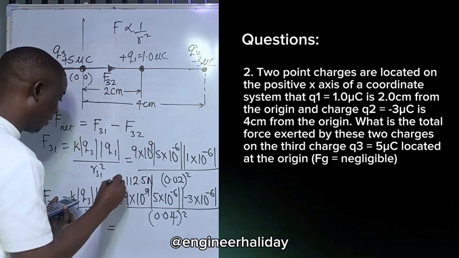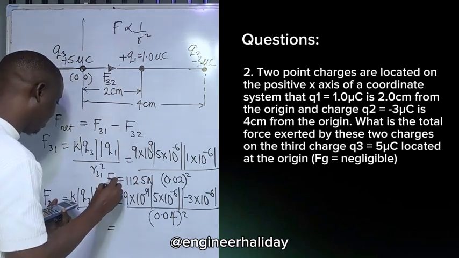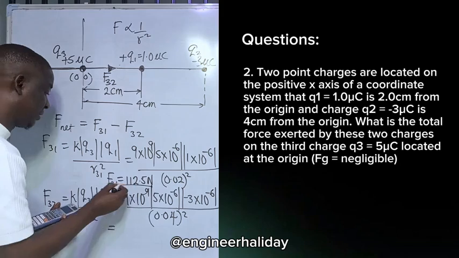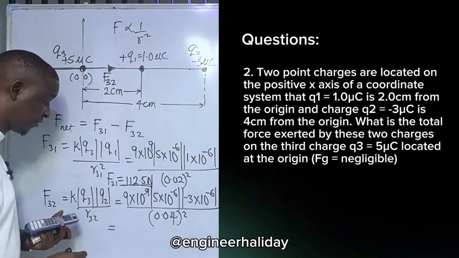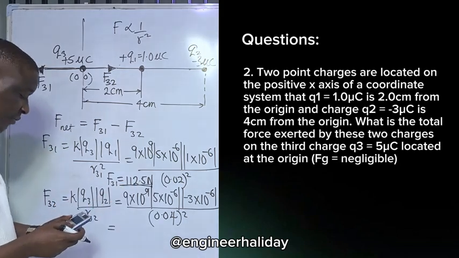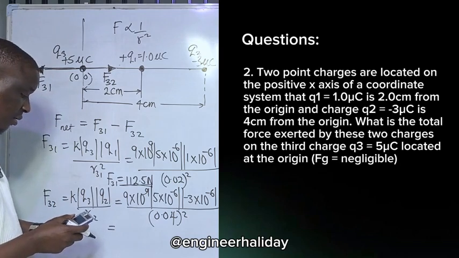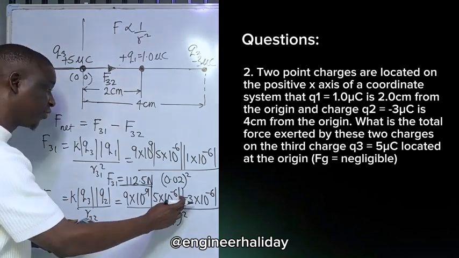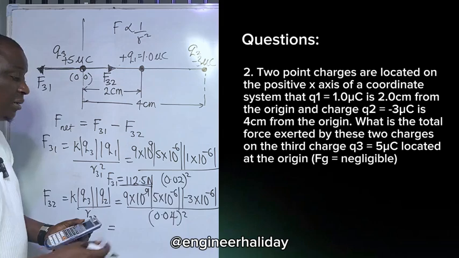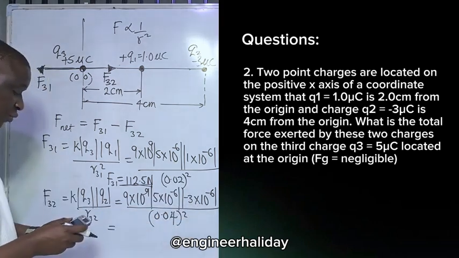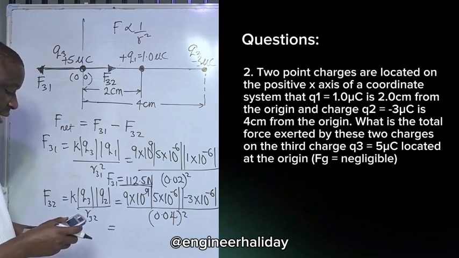112.5 Newton. That is F31 first. That is not our final answer. What about the second one? Don't forget the minus sign will be eliminated because the absolute will cancel it. I use absolute because I want all my answers to give me positive, so I can analyze the direction myself.